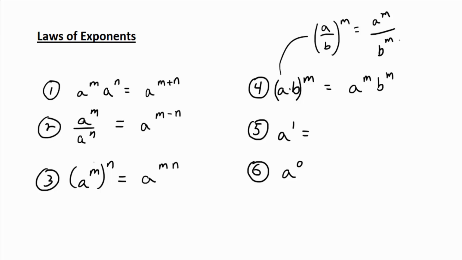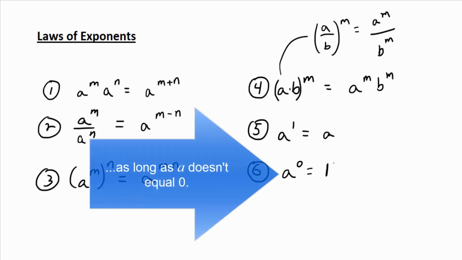Think of a plus b quantity squared. It does not equal a squared plus b squared, does it? It equals a squared plus 2ab plus b squared. So it does not split up over addition or subtraction. What about a to the 1 power? And a to the 0 power? A to the 0 power is 1. It is true.